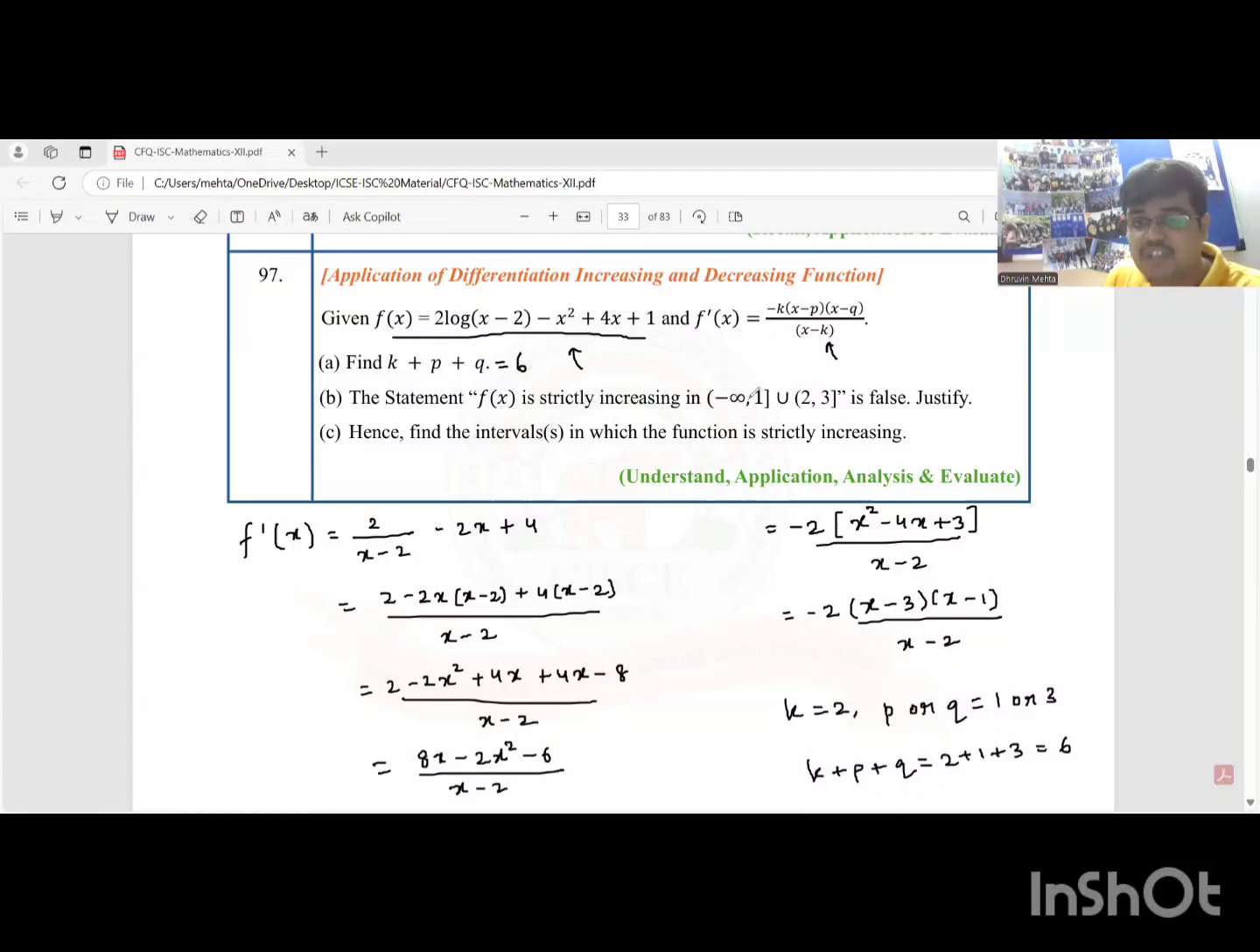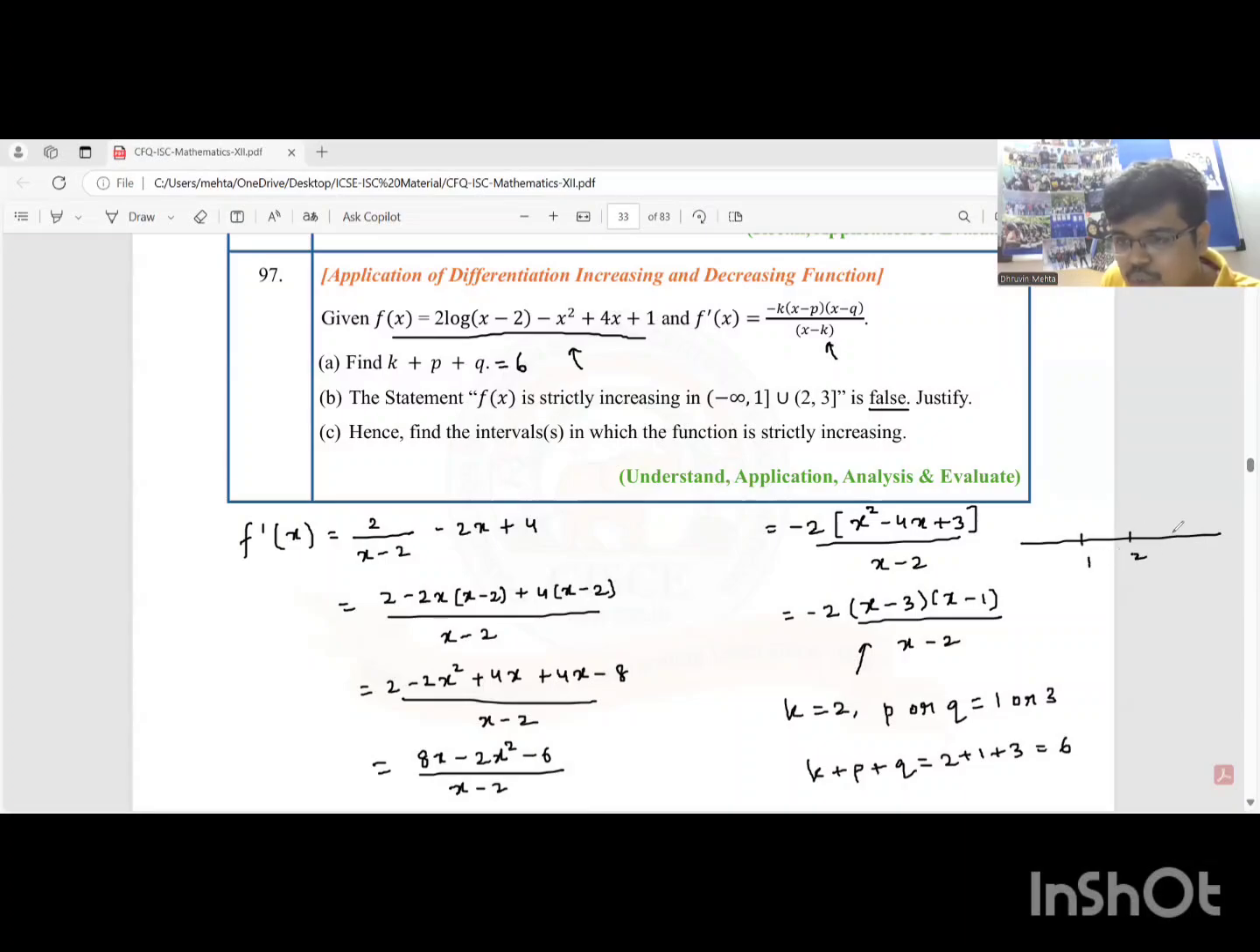Now, this statement, we have to check whether it's true or false. Here they are saying that this statement is false. We have to justify. So, students, this function is strictly increasing, is what they are saying. For checking increasing, decreasing, we have to take the derivative. Now, you already have the derivative. Let us use the wavy curve method, students, the method of intervals.